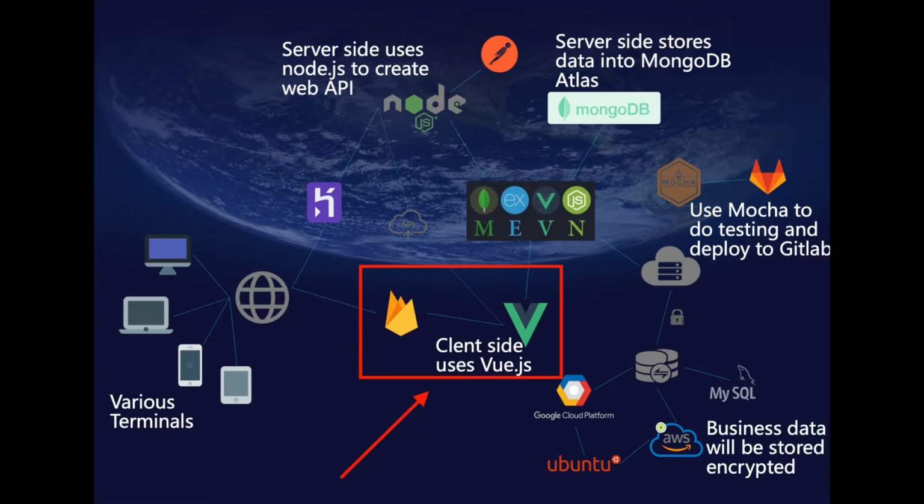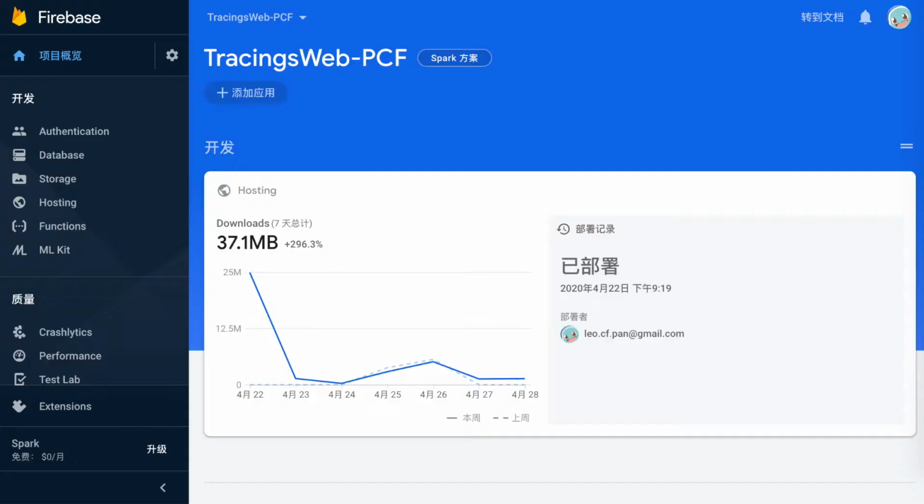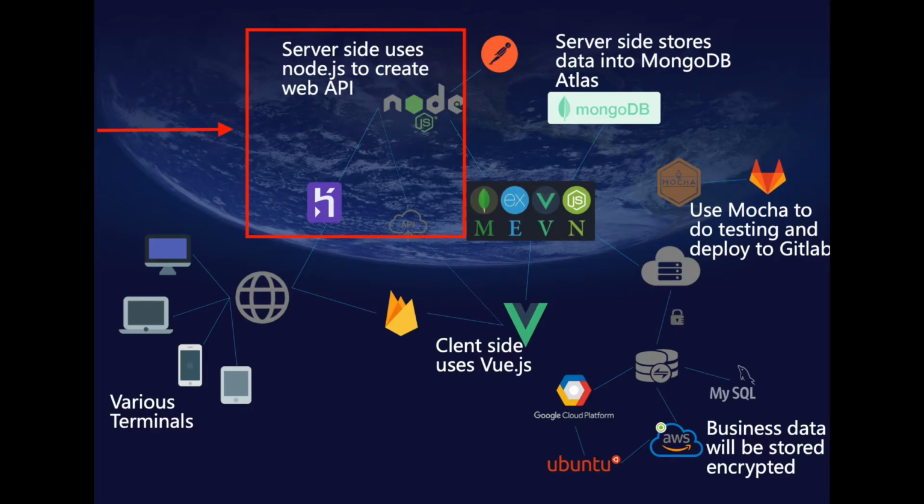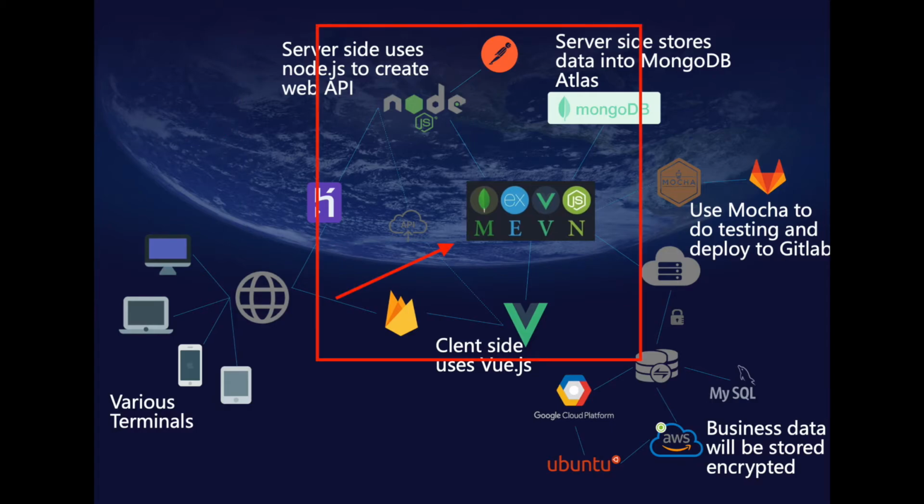The client-side application is developed by Vue. The web application people can see and use is the Vue app, which is deployed in Firebase. The server-side web API is developed by Node.js. After developing, the web API is published to Heroku. The framework of the system is MEVN, which represents MongoDB, Express, Vue.js and Node.js.